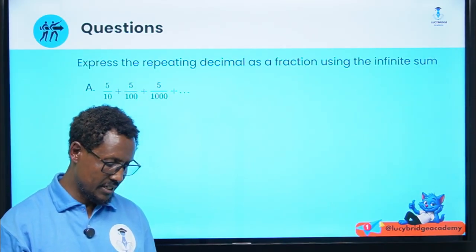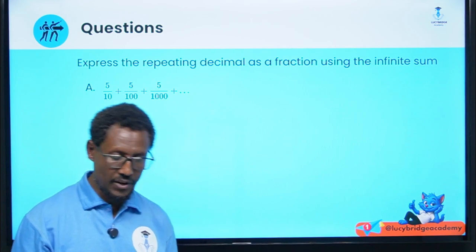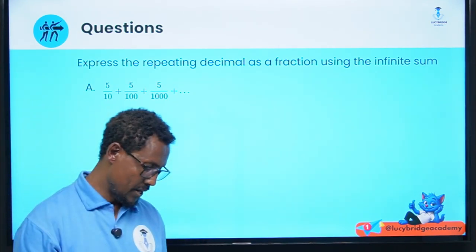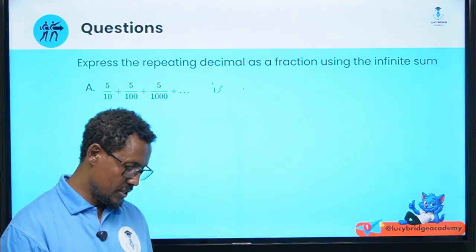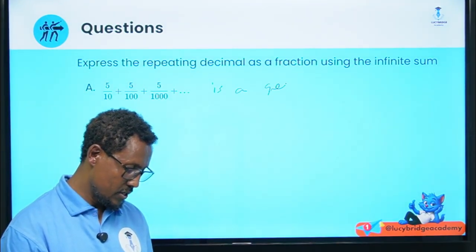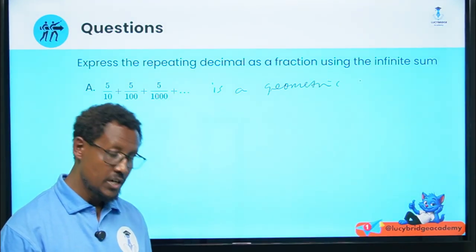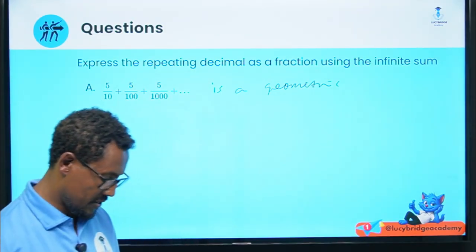Express the repeating decimal as fraction using the infinite sum. Yeah. Okay. Look, this is also a geometric series.